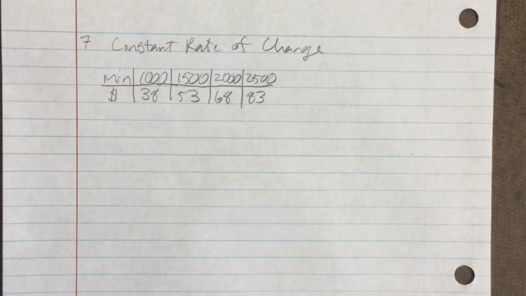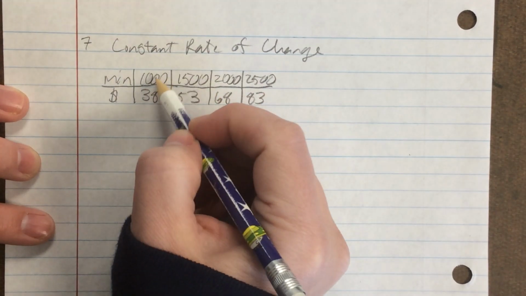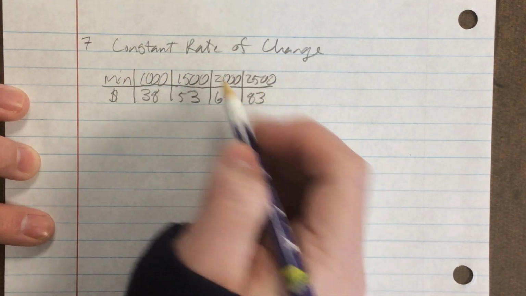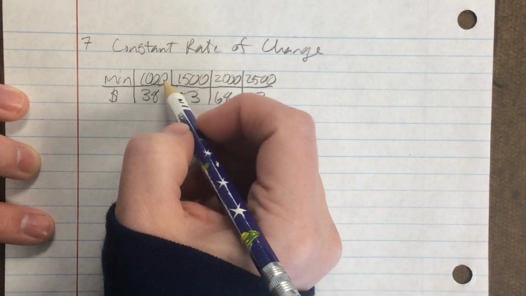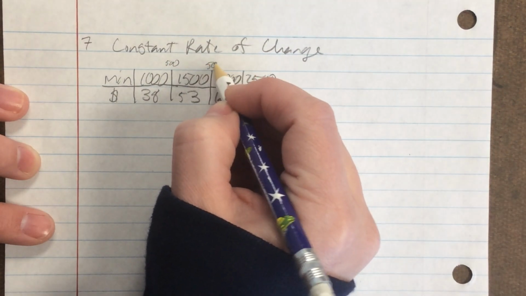So now the question is, what is the constant rate of change? Or is there a constant rate of change? Okay, so first we want to find the difference. What's the difference that gets us to each next level that we have here? So on top, it's a difference of 500 each time. Right?